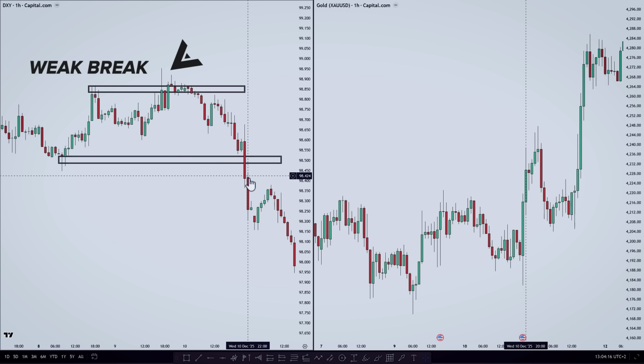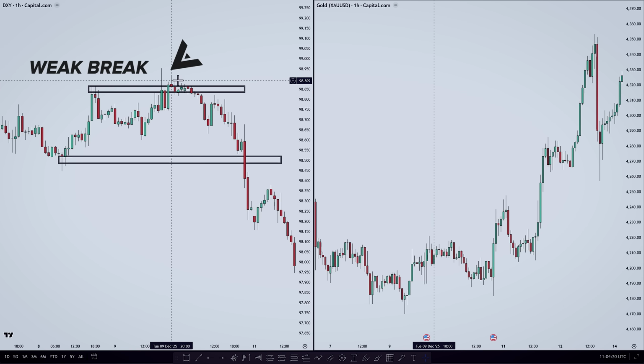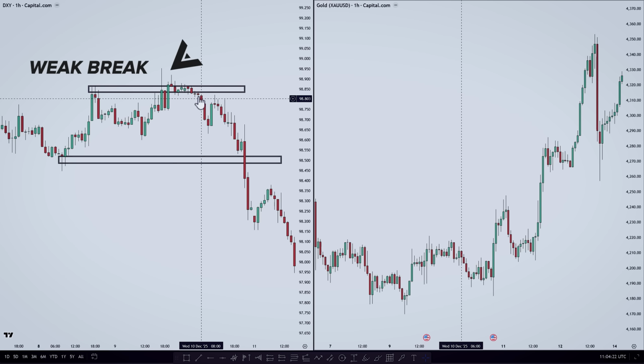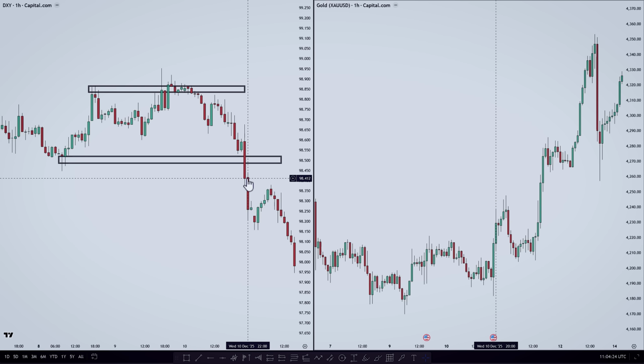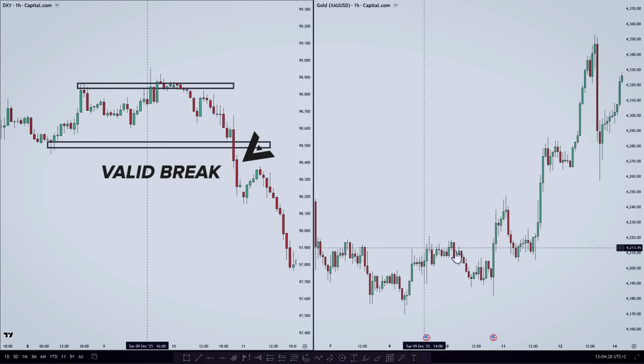This is where most traders get trapped. They see any break and they rush to gold. Then the break fails, gold reverses, and they're stuck. So wait for strong breaks at obvious levels.